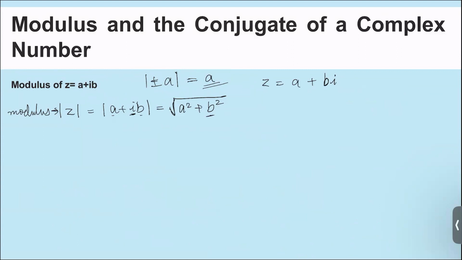If we take a few examples with respect to finding the modulus, for example, you have 4 plus 5i. We have to find the mod of this. So you have 4 square plus 5 square.